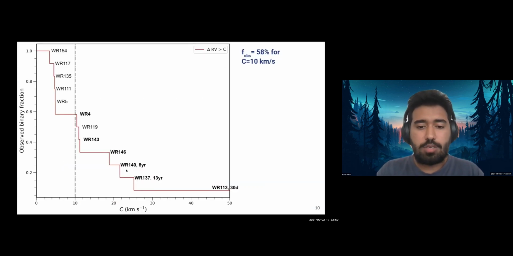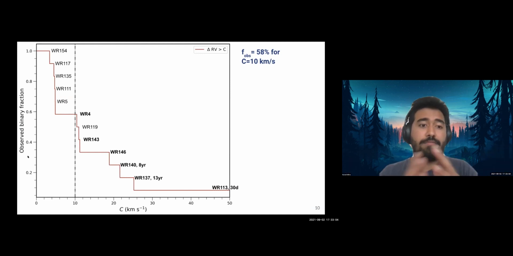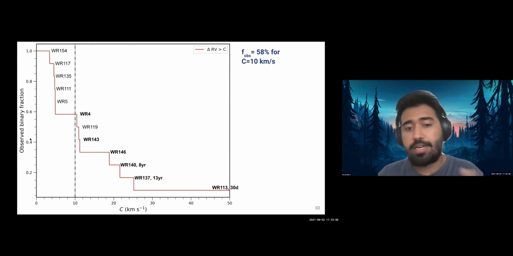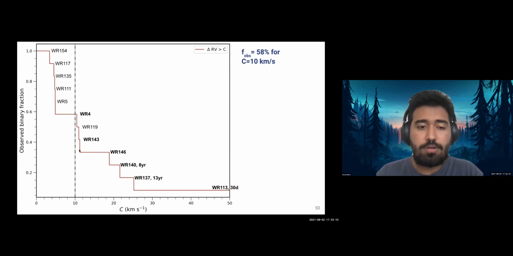where on the x-axis you have a measure for delta RV, the peak-to-peak amplitude that you measure for these objects. And if they're in a binary, we can say that, okay, anything greater than 10 kilometers per second, if I see a radial velocity displacement, a peak-to-peak value more than 10 kilometers per second, I can call it a binary. And that's our adopted threshold value.